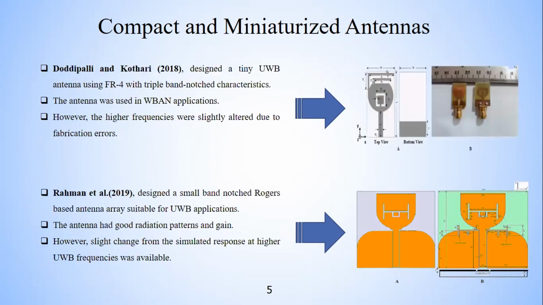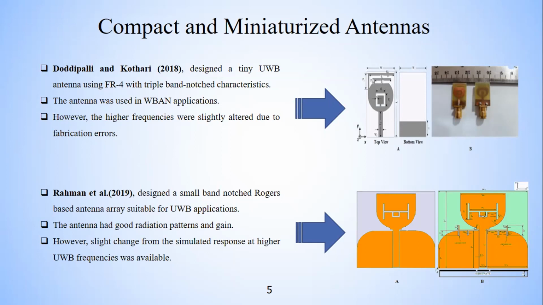Then Depoli again designed a tiny ultra-wideband antenna, again using FR4 material. They have triple band notch characteristics. Such kind of antenna has been used in wireless body area network applications, and they found that the applications at a higher frequency were slightly altered due to the fabrication errors.